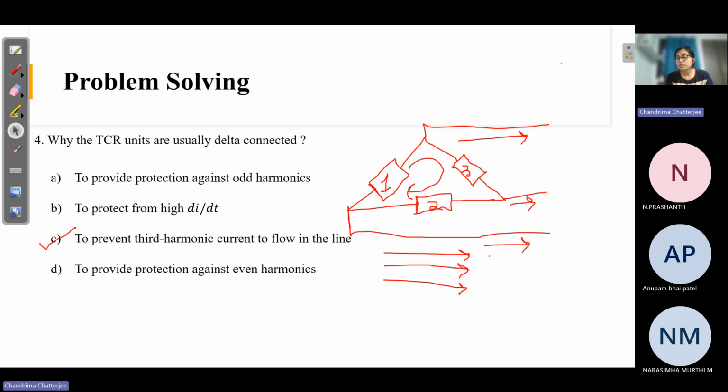Among all the triplen harmonics, the third harmonic is the strongest. Why? As the harmonic order increases, the amplitude reduces. That's why the third harmonic is the strongest one. So the main prevention needs to be done for the third harmonic.